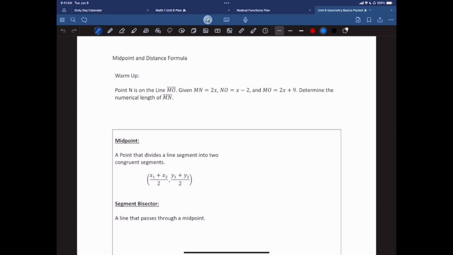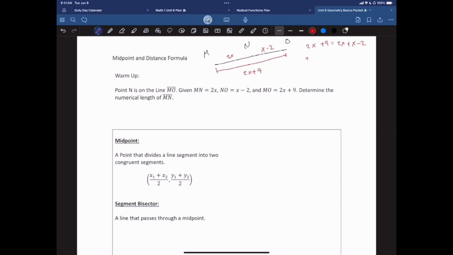Right, so point N is on the line MO, right? So if I want to draw a little representation of this, we have the line MO, and we have the point N somewhere on it. And we're told that MN is going to be 2x. We have NO is going to be x minus 2, and then the whole thing is 2x plus 9. So we're solving for x. So we have 2x plus 9 equals 2x plus x minus 2.